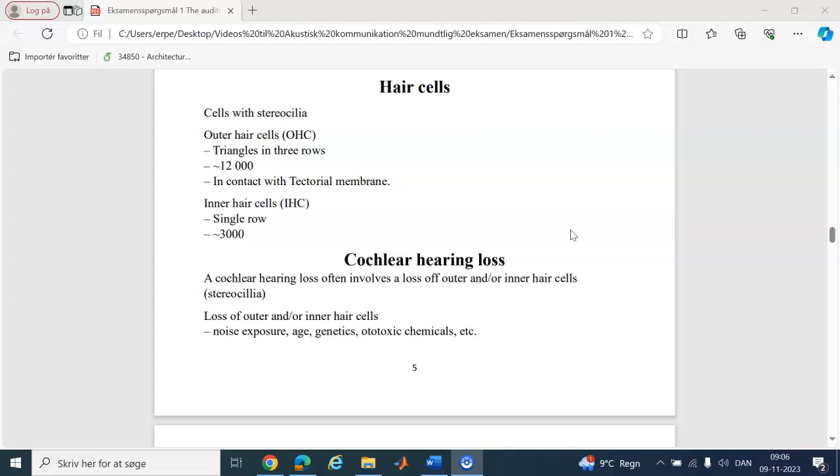Cochlear hearing loss is an inner ear hearing loss. A cochlear hearing loss involves a loss of outer and/or inner hair cells. It can happen because of noise exposure, age, genetics, ototoxic medicines, and so on.